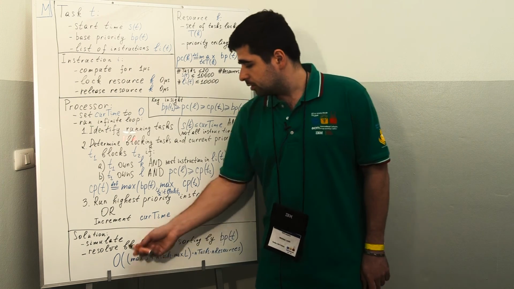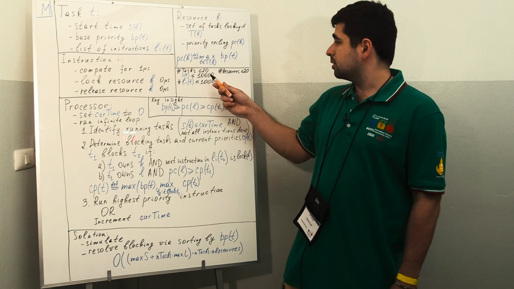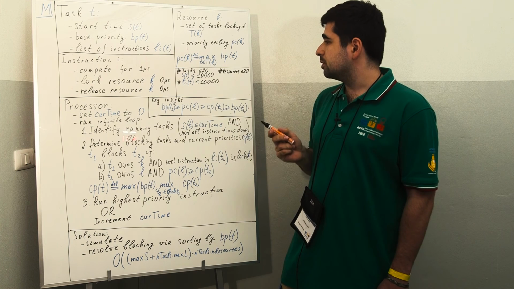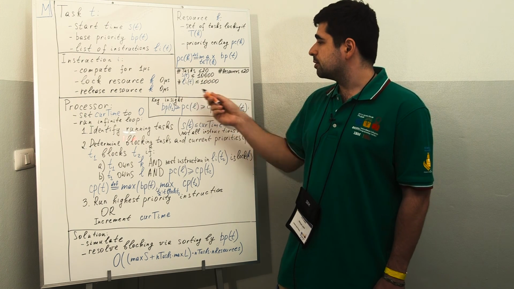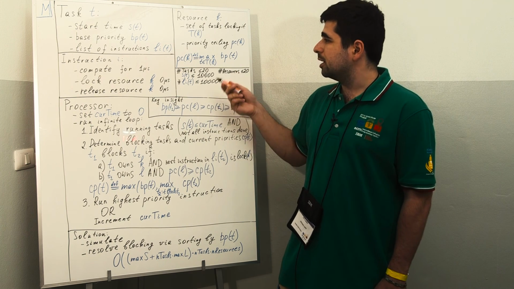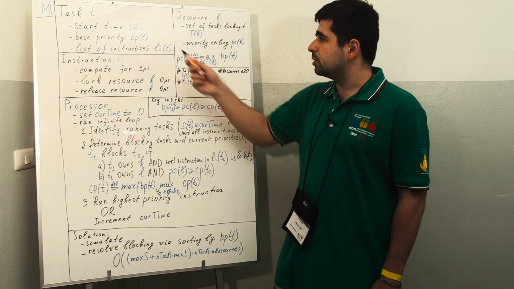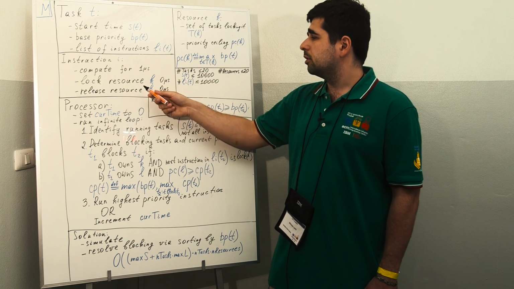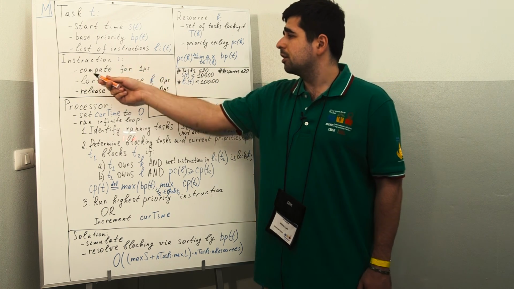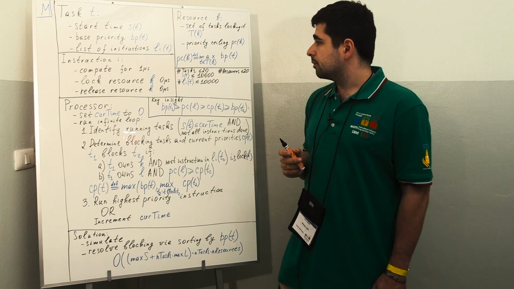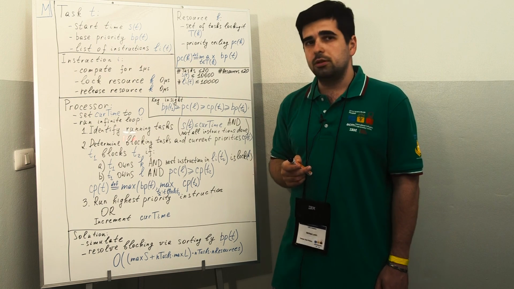And this is all good enough because we have at most 20 tasks, at most 20 resources. Starting times are at most 10,000. And the total number of instructions in each list is at most 10,000 because we get at most 100 lines in the description of each task, and each line can be either lock resource, release resource, or compute for at most 100 times. So that gives us 10,000. Basically, that's all.